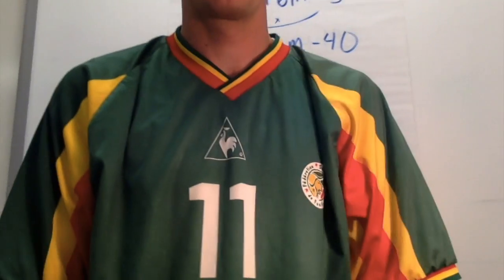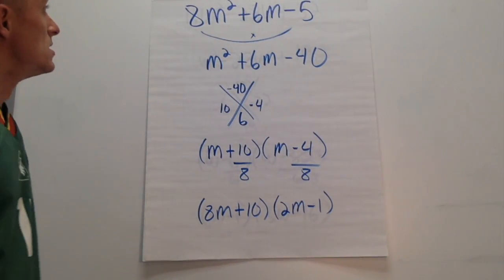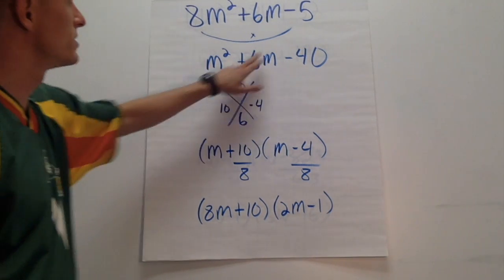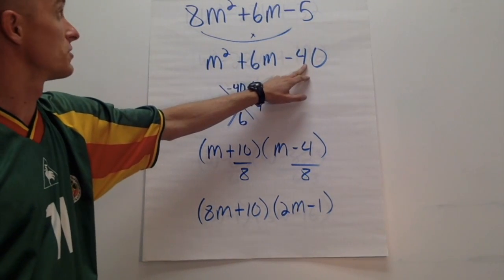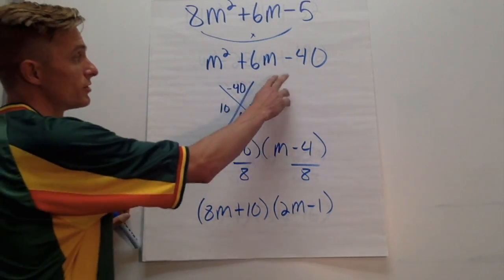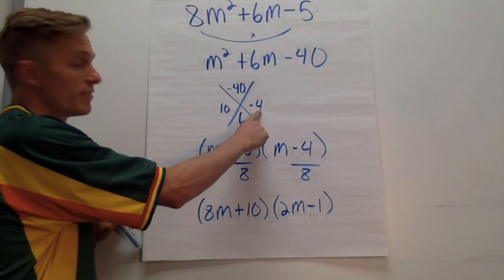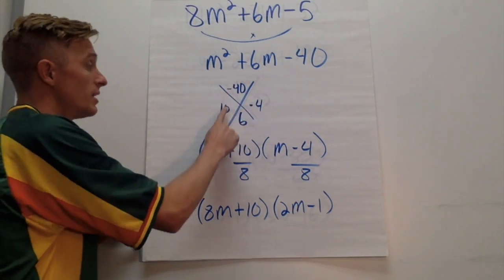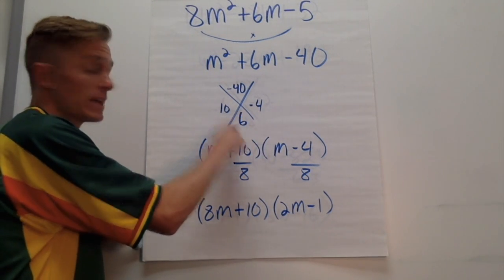All right, welcome back. Let's go through this, see what your mistake was. What we did is we multiplied 8 times negative 5 and got a negative 40. That looks good to me. And then we look for two numbers that multiply to negative 40 and add to 6. 10 times negative 4 is negative 40. 10 plus negative 4 is a positive 6. And that's what we want.